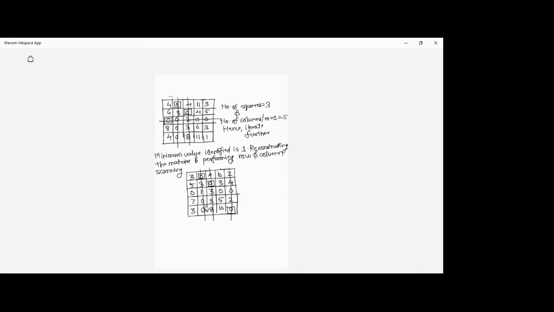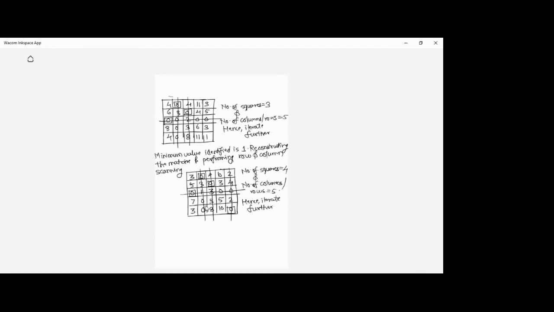Now that I have finished with the row scanning, I can go for the column scanning. The first column has only one single zero, so marking that zero and then drawing a horizontal line. So let me check whether all the zeros are cancelled or not. Yes, all the zeros are cancelled. Let's check the number of squares. The number of squares is equal to 1, 2, 3 and 4, and the number of columns or rows is equal to 5. Hence we'll have to iterate further, right?